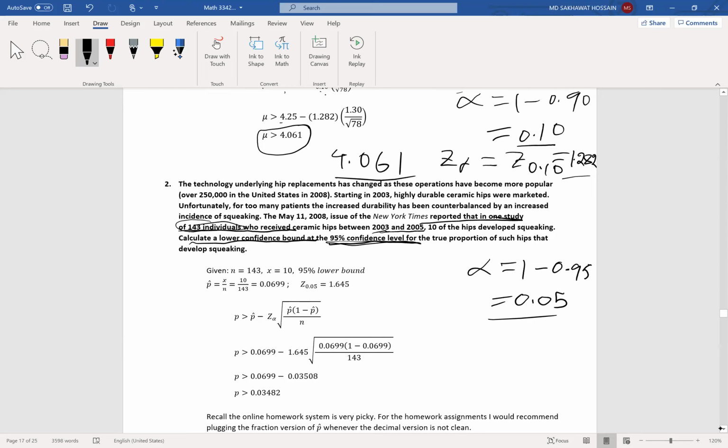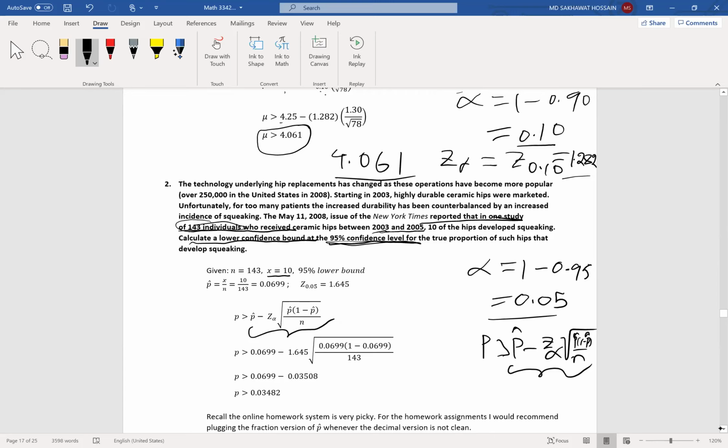So we have to construct the lower confidence limit for P. That's why we have to find P greater than P hat minus Z alpha times square root of P hat times 1 minus P hat divided by n. So we have to find the value of this part. Here the sample size is 143, X is equal to 10. X is the number of successes.